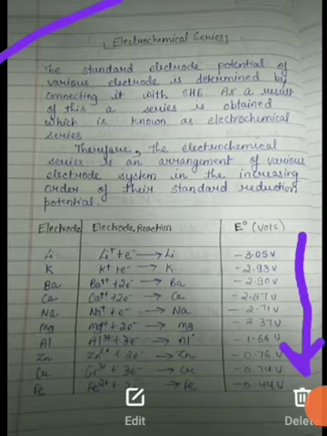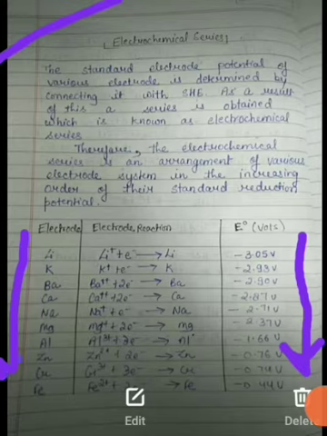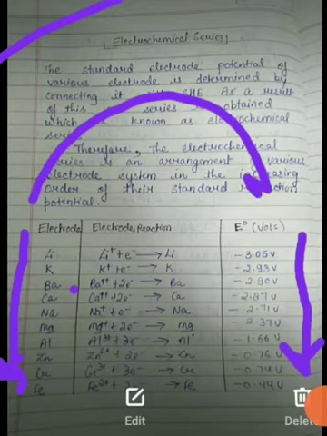We can also say that the electrochemical series is an arrangement of various electrode systems in the increasing order of their standard reduction potential. These are the various electrodes. You can look here: lithium, potassium, barium, calcium, sodium, magnesium, aluminium, zinc, chromium. Here it is chromium, don't assume copper, then iron. So these are the different electrodes, arranged in increasing order of their standard reduction potential. This is the value of the standard reduction potential.